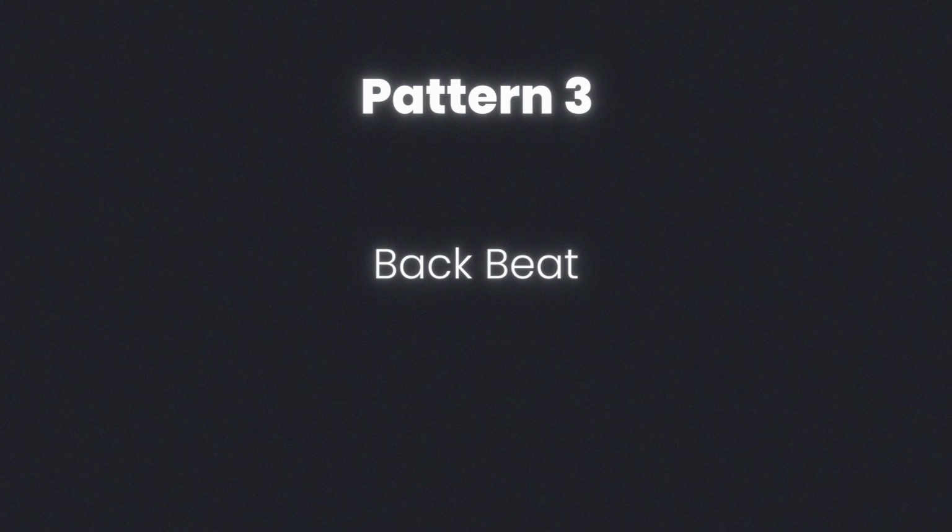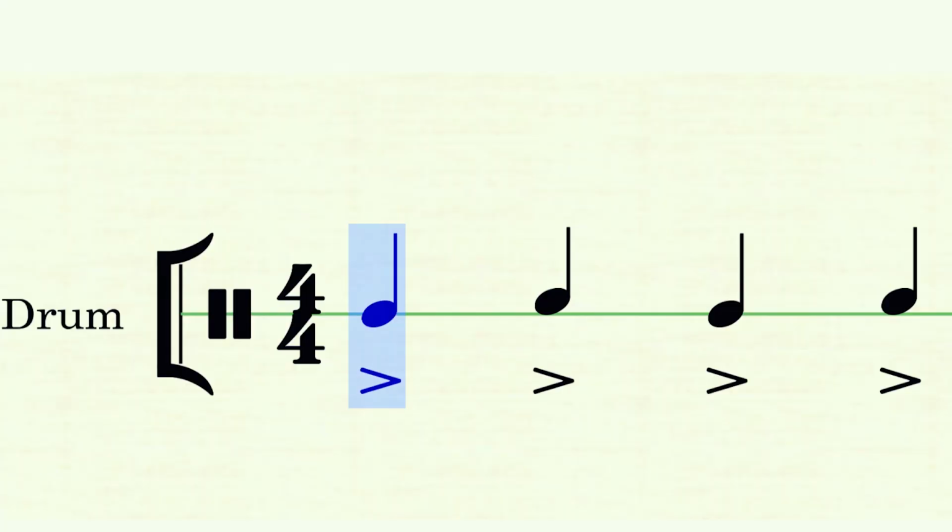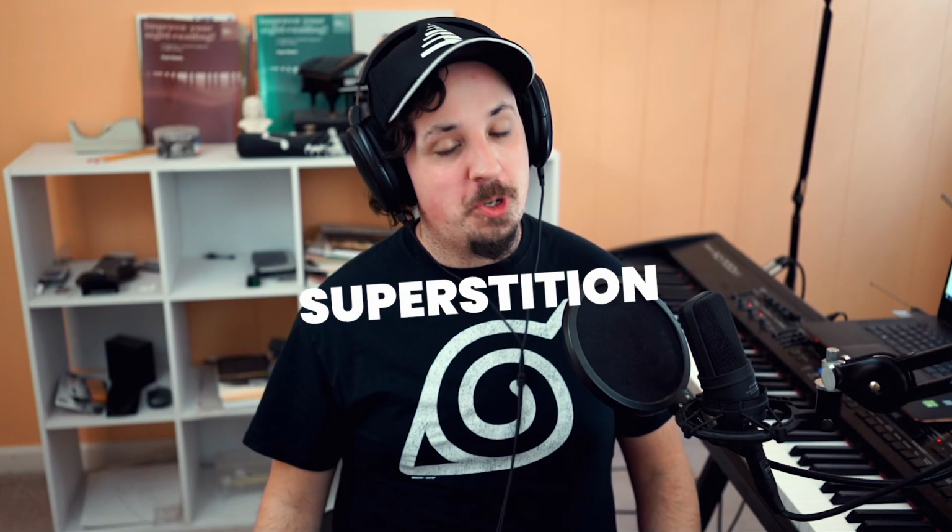Pattern 3, backbeat. Similar to 4 on the floor, you have a note on each of the 4 beats giving a driving along feeling, but this time on beats 2 and 4, you have a snare drum hitting instead of just 4 bass notes. This can be observed in the song Superstitious by Stevie Wonder, where you have this backbeat coming in even before the guitar starts.